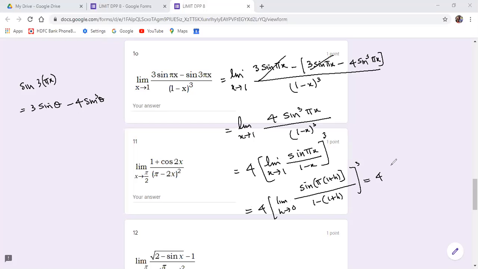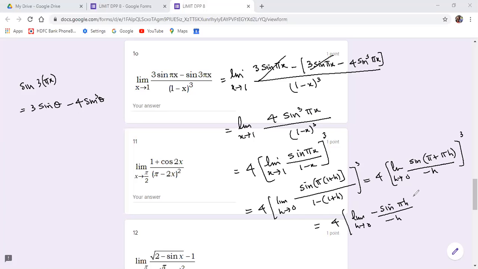That became 4 into limit h tending to 0, sine of pi plus pi h upon minus h whole cube. Yes, sir, I missed that minus h. Now it is 4. Sine 180 plus theta is minus sine theta. That minus h I missed.